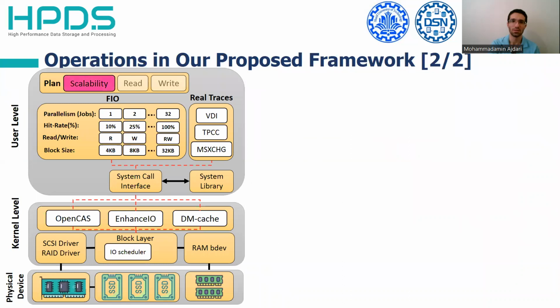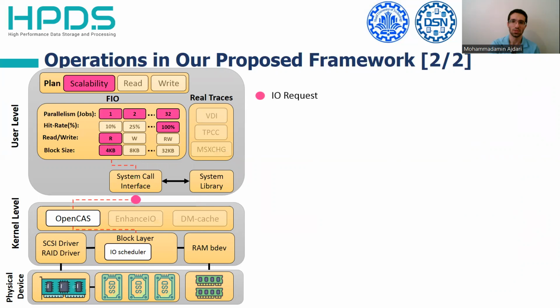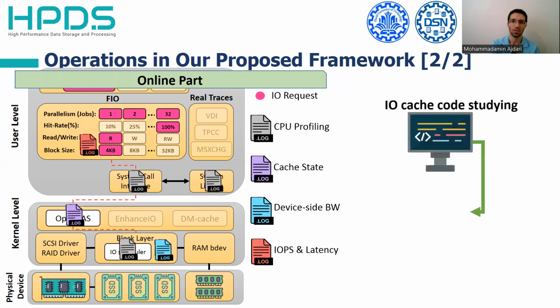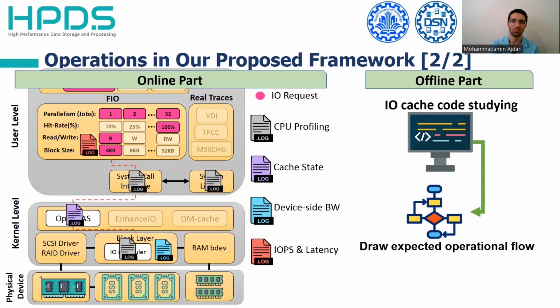As an example, let's consider analyzing the scalability. After choosing the cache region, our framework chooses the targeted I/O patterns to run. In the case of scalability, the number of parallel I/O jobs is varied, and access patterns are controlled to provide 100% cache hit rate, all read requests, and 4 kilobyte blocks are chosen. During the execution of our synthetic workloads, our framework collects system-wide logs including CPU usage, cache states, device-side bandwidth usage, and other performance-related logs. All of these operations are during the online phase. During the offline phase, we manually study the source code of the selected region of the cache under test and draw some expected operational flow. By comparing the summarized system logs and the expected operational flow, we provide strong architectural insight.